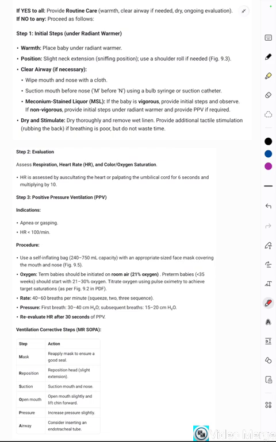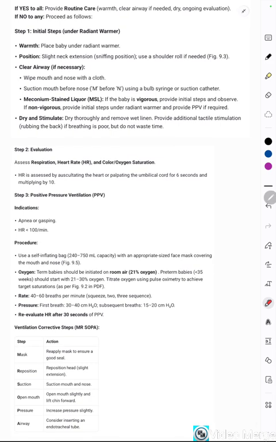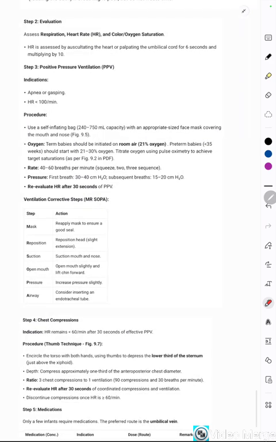The way in which it is done is called DSPS. That is drying, stimulation, then the position and the suction. Then the next step is evaluation. We have to evaluate the heart rate of the patient. If the heart rate of the patient is less than 100, then in that particular case we have to start positive pressure ventilation.